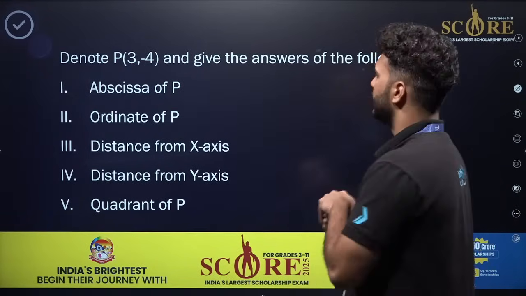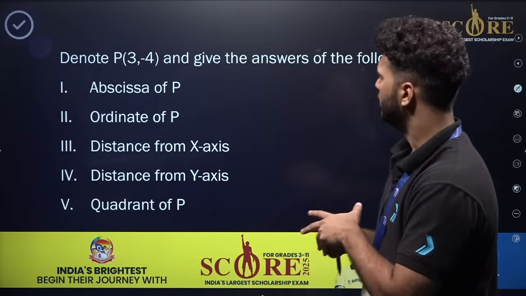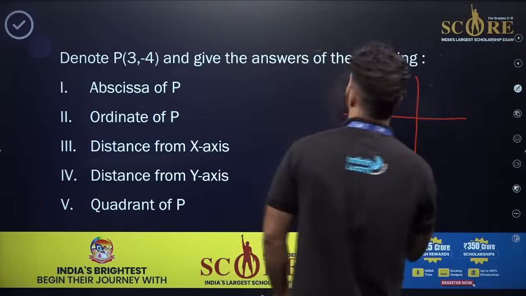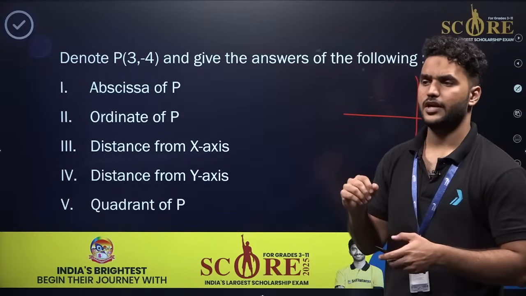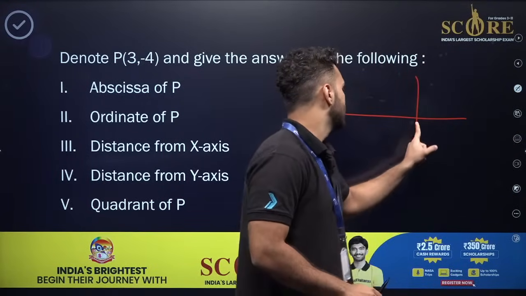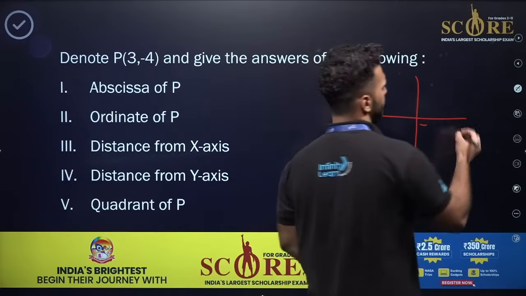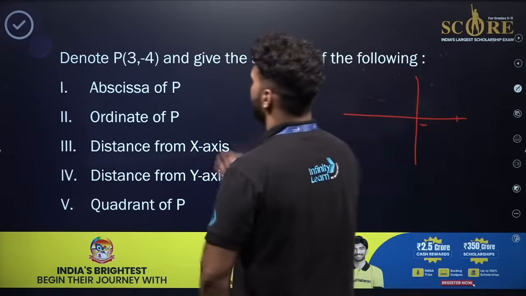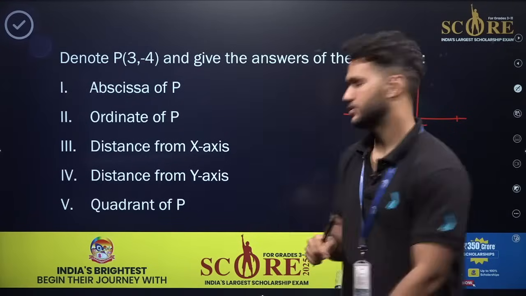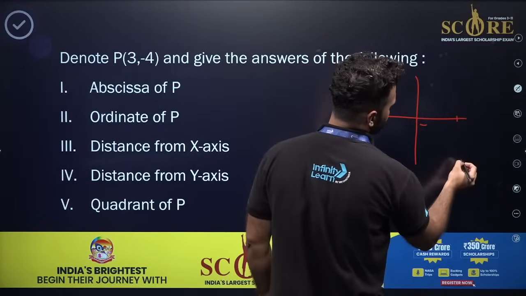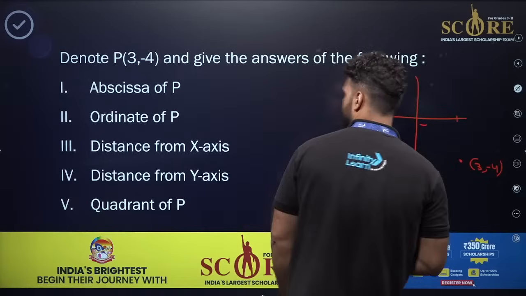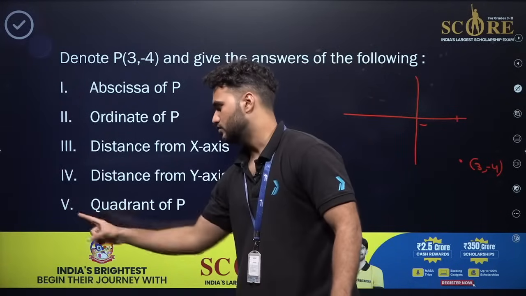Okay. Now here we have a question. Denote 3 comma minus 4. What is this, sir? 3. It means positive 3. You have to go in which direction? Positive x direction. 1, 2, 3, maybe somewhere here. Now minus 4. You have to go in the negative y direction 4 steps. 1, 2, 3, let's say somewhere here. This is 3 comma minus 4.